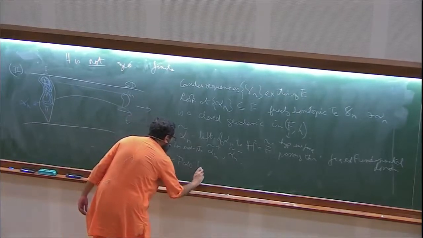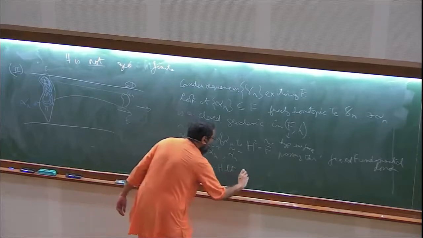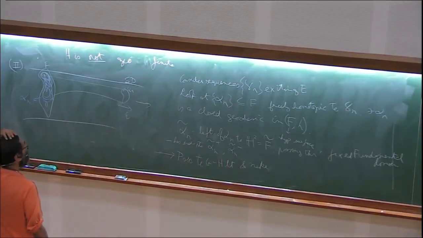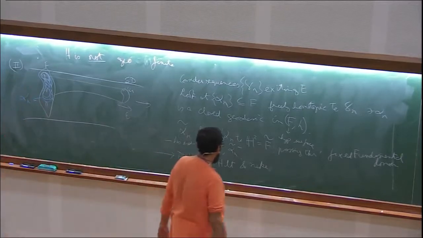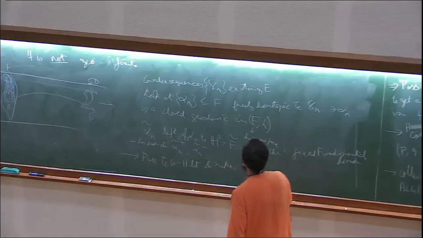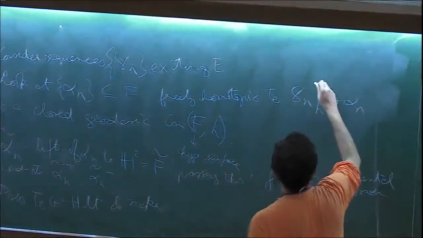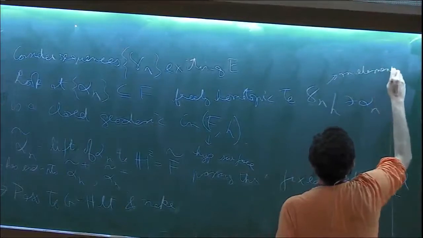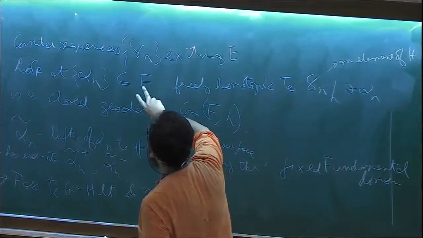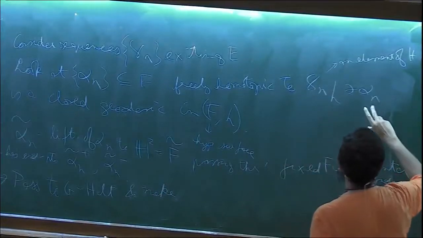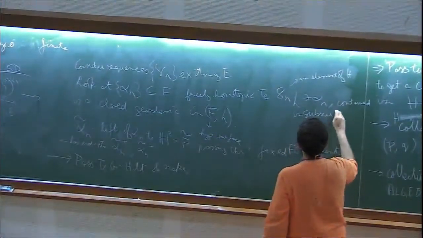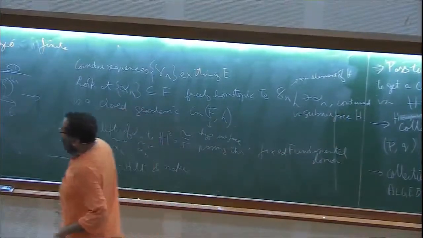Again, pass to Gromov-Hausdorff limit and make, I want to, H is not freely homotopic to gamma n, which is an element of H. So look at alpha n contained in F, freely homotopic to gamma n, belonging to alpha n, contained in subsurface H. Yeah, so this is the confusion that I was trying to avoid.